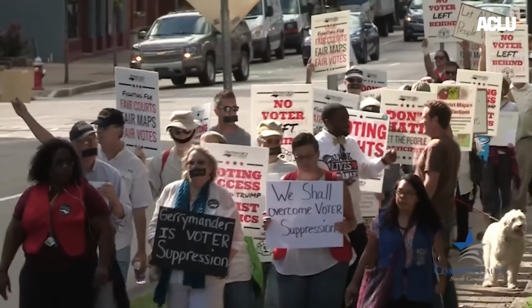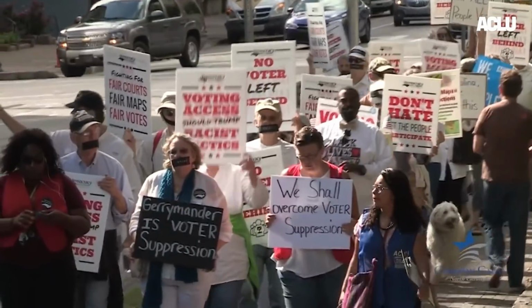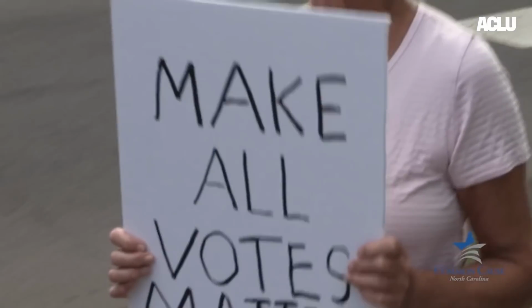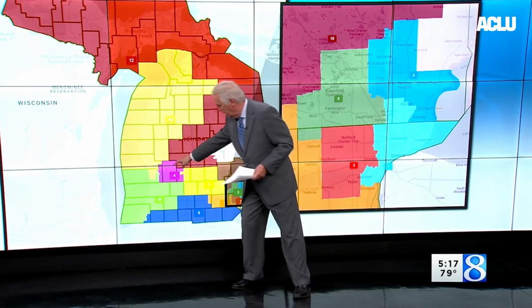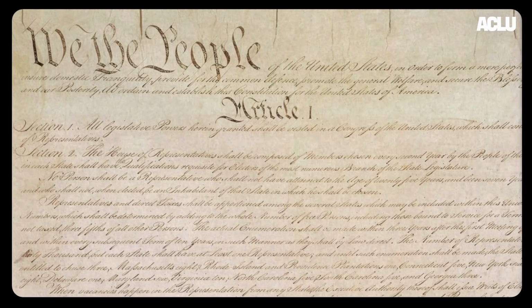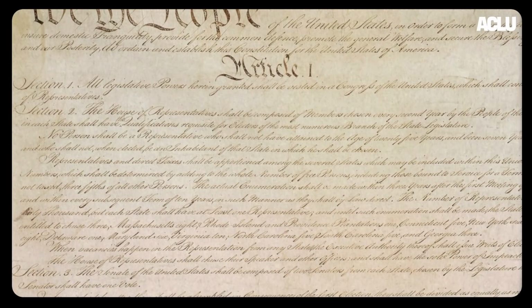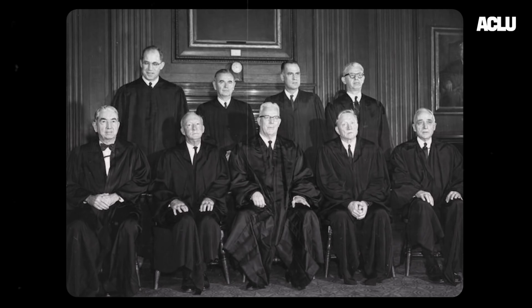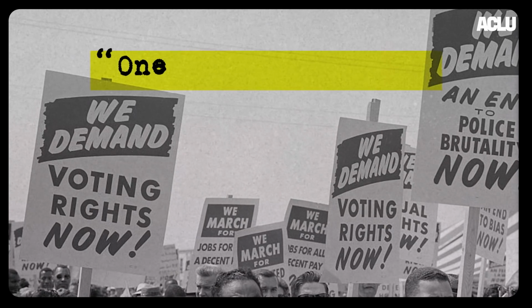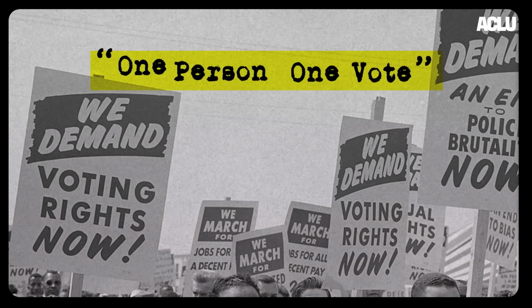Everyone is going to need to work together to make sure that no one's vote is lost or minimized in this process. Remember, redistricting doesn't have to make monstrous creatures. It has the potential to stay true to the values of our Constitution, and as the Warren Court put it, allow for one person, one vote.